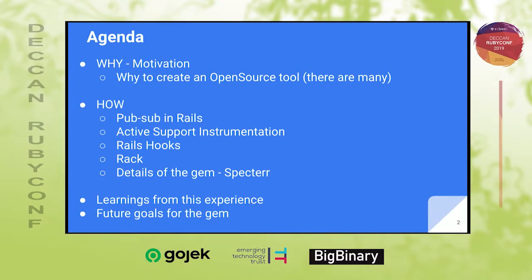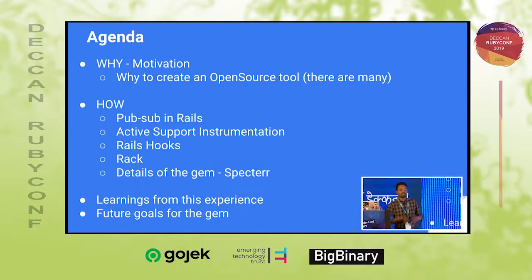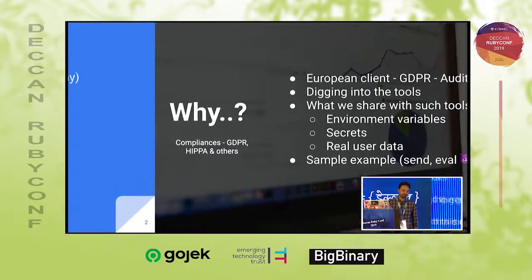So this is the agenda for today's talk. I would like to speak about the motivational part first, why we wanted to have such a tool, and the second part is the how part, how this goal was achieved. The second part is divided into: we'll discuss Rails pub/sub architecture, we'll discuss more about Active Support instrumentation, we'll also take a look at Rails hooks, and how we have a mounted UI using Rack, details of the gem that we created as a part of this experiment, learnings from this experience, and the future goals for the gem, Spectre.